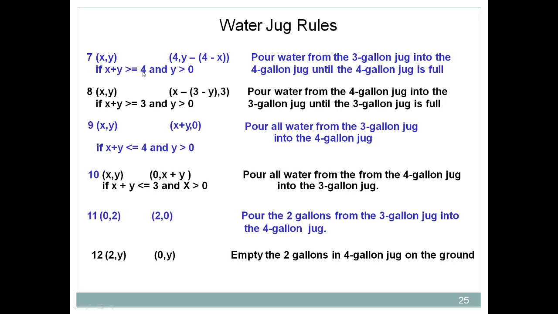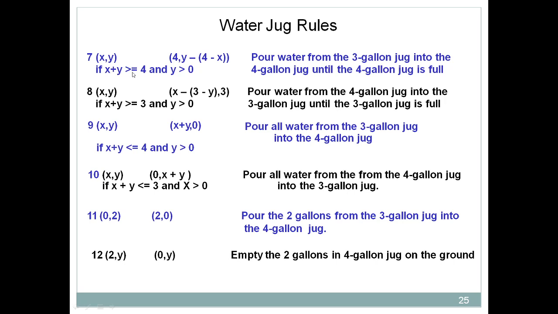Obviously the sum of these two should be at least 4, because you are transferring water from the 3 gallon jug to the 4 gallon jug and the 4 gallon jug should get full. And the value of y should be greater than 0, because you are transferring water. Suppose y is 0, how can you transfer water from the 3 gallon jug to the 4 gallon jug? That's why y should be greater than 0, and x plus y should be greater than or equal to 4.